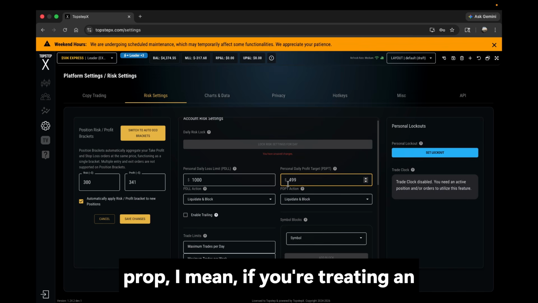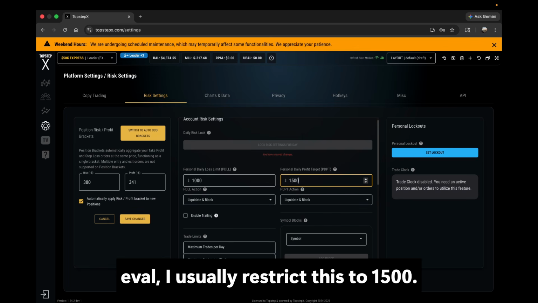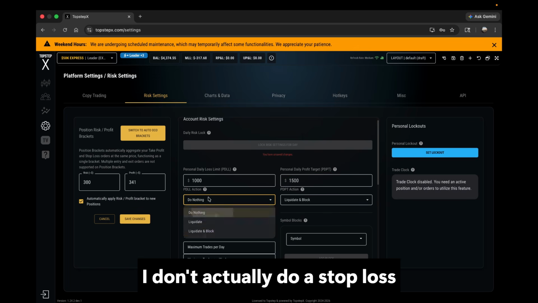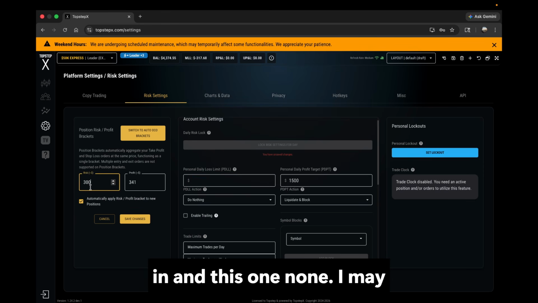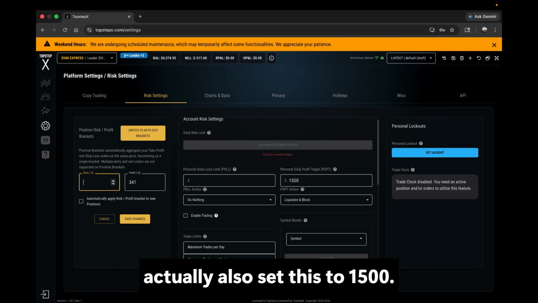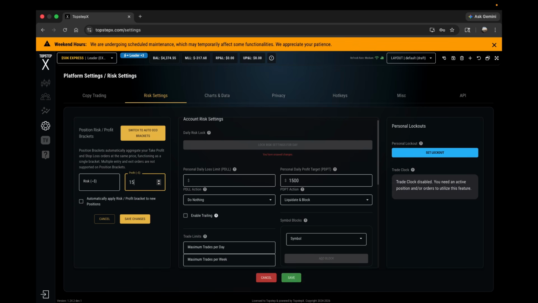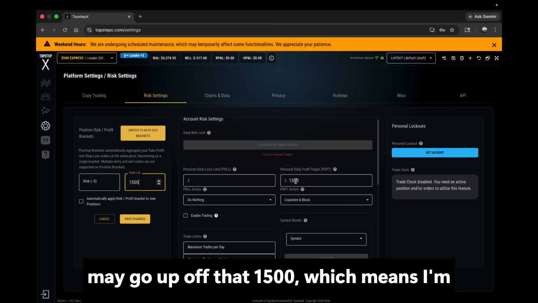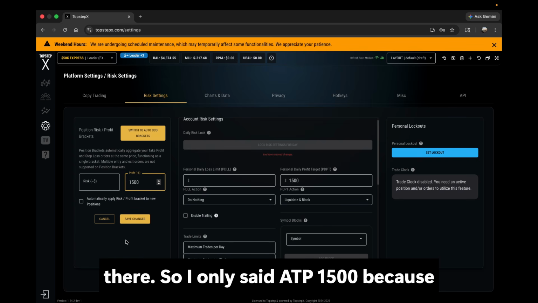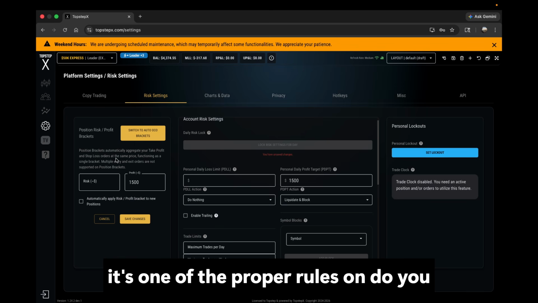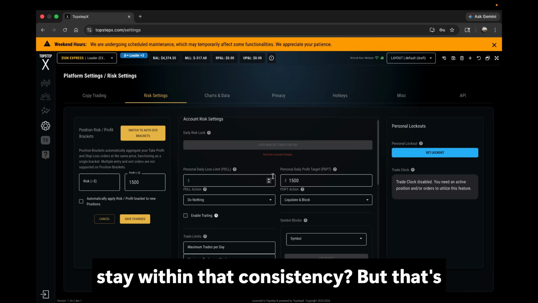Now, if you're trading a prop, if you're trading an eval, I'll usually restrict this to 1500. I don't actually do a stop loss for this one because I'm going all in. I may also set this to 1500 because of slippage and delay. Sometimes it may go above that 1500, which means I'm going to have an additional, that's a real violation right there. So I only set a TP of 1500 because it's one of the proper rules to stay within that consistency. But that's what I do for the evals. Okay.